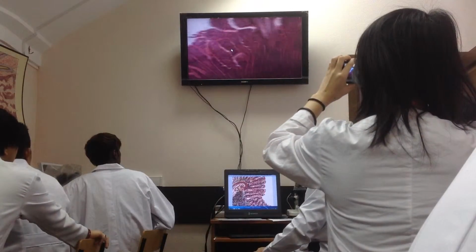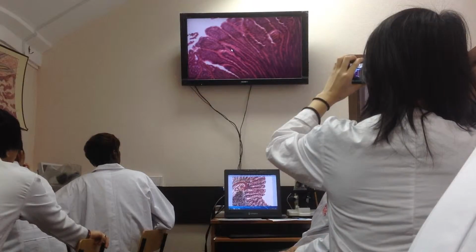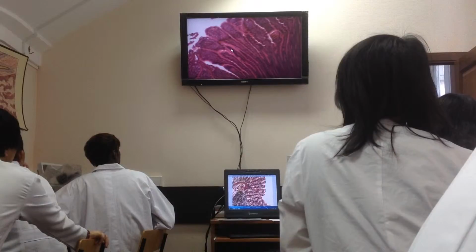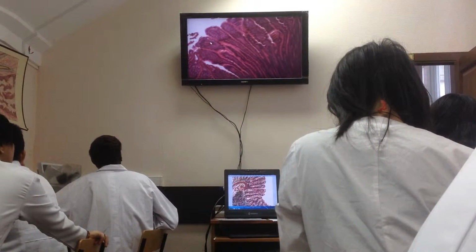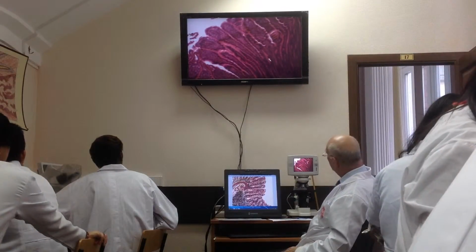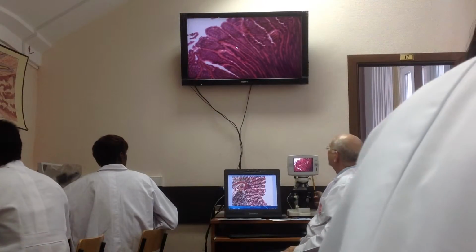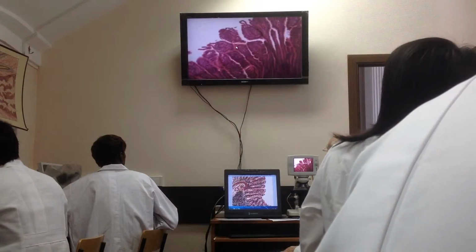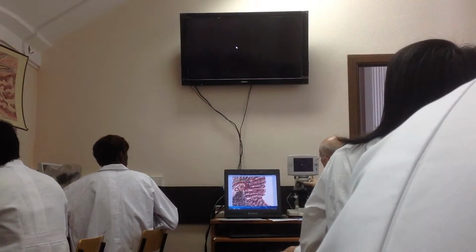No, look, micro-relief of the surface of the mucosa. You see what structures? Villi, villus. Villi and crypts. Goblet cells present here. At high magnification, we can see the goblet cells.